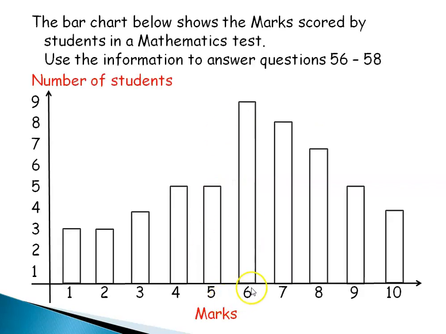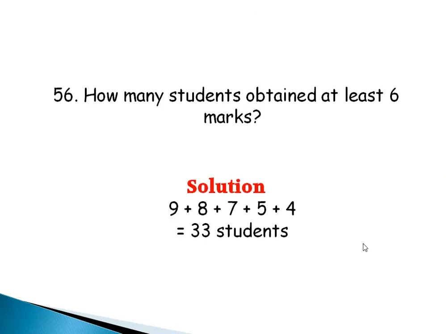So let's go. This is 6 marks itself. You have 9. This is 7 marks. You have 8. This is 8 marks. You have 7. This is 9 marks. You have 5. And this is 10 marks. You have 4. So you add all of that together. 9 plus 8 plus 7 plus 5 plus 4. And that will give us 33 students.